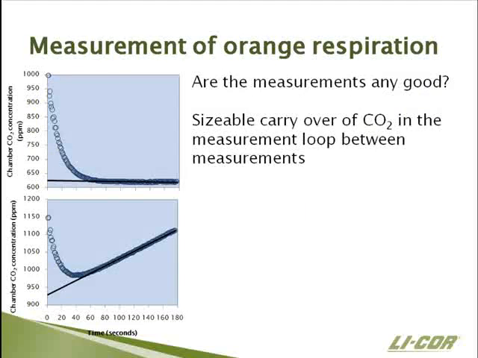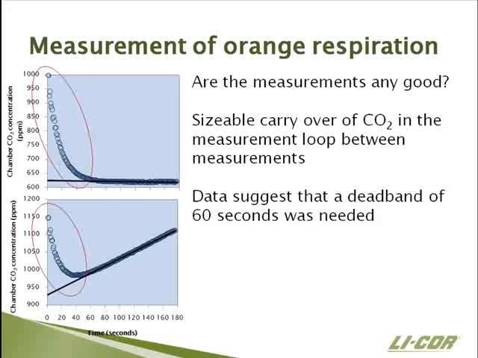So anytime that you're looking at flux data, we like to talk about quality controlling the data. And one of the things that you want to do is look at the actual raw plots of CO2 concentration over time. What we have here on the top is the CO2 concentration in an empty chamber made simultaneously with the orange respiration measurements. And on the bottom is the CO2 concentration in a chamber containing an orange over the 3-minute time period that we made the measurements. And the first thing to see is that there's really a sizable carryover of CO2 in the measurement loop between measurements.